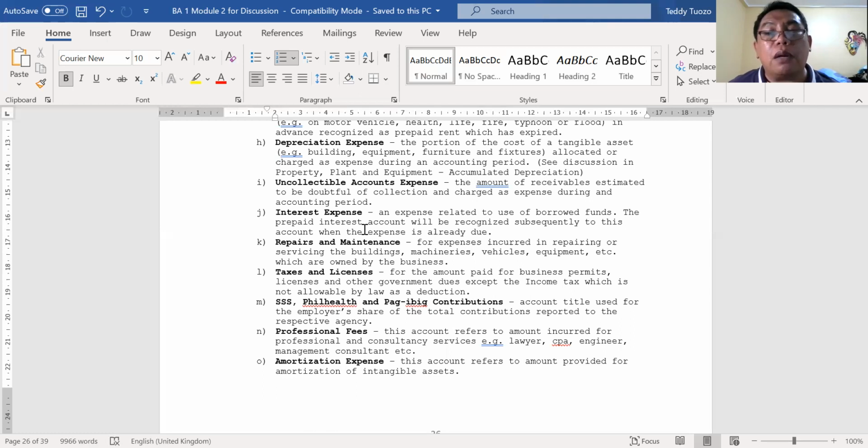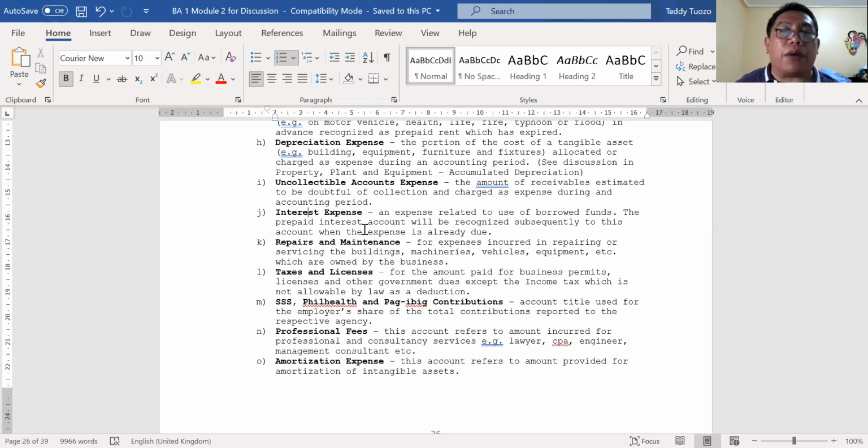So this is the expense attached to an obligation. If it is a loan, then of course interest is attached to it if it is an interest-bearing loan or credit. Then repairs and maintenance. If you have your vehicles, machineries, and equipment repaired, the costs are charged to repairs and maintenance. Then taxes and licenses. These are the taxes that you pay to the Bureau of Internal Revenue, but of course not those that are charged like the income tax.